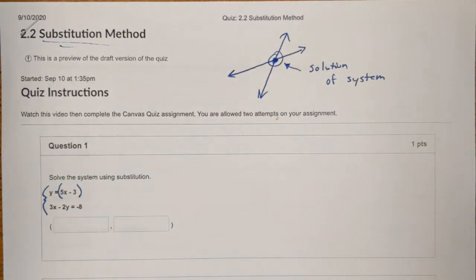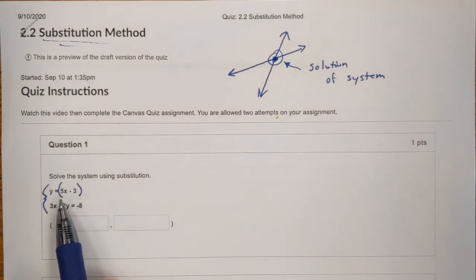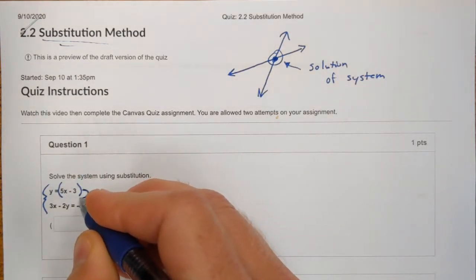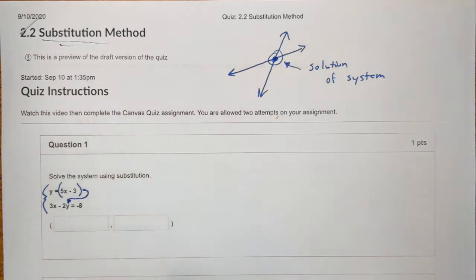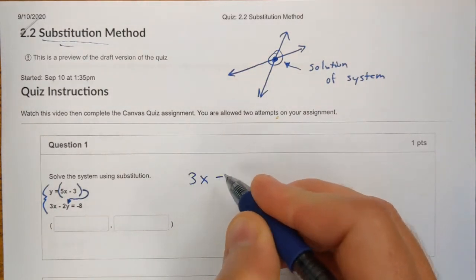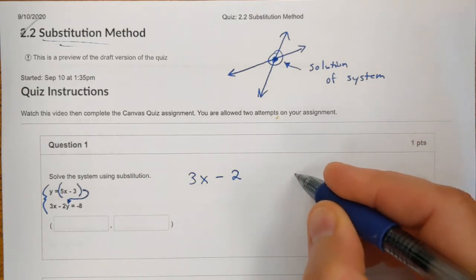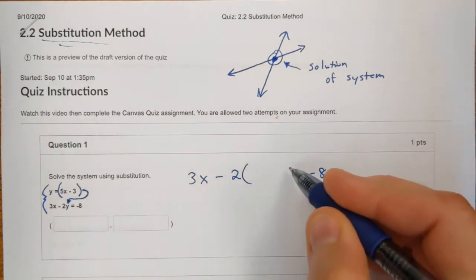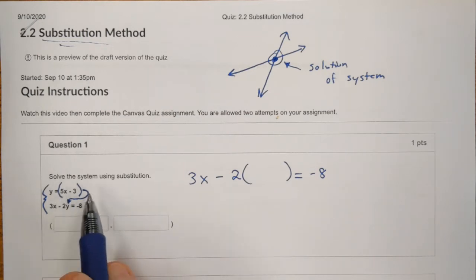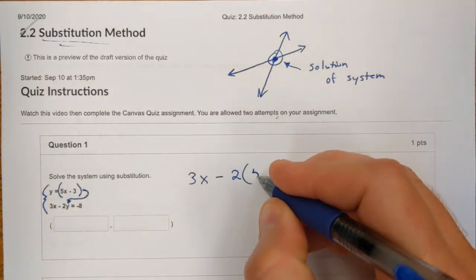We're going to put parentheses. We're going to take our line that's in the y equals form, and we're going to put parentheses on everything to the right of the equal sign, the 5x minus 3. And then we're going to draw an arrow from those parentheses down to the y below. So here's how the substitution method works. We're going to write out this line in standard form, the 3x minus 2y equals negative 8. But we're going to remove the y. This y, we're going to remove it. And in its place, we're going to substitute what's in the parentheses, 5x minus 3.